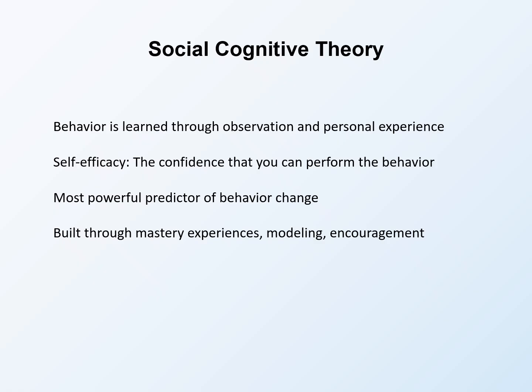Mastery experiences, successfully performing the behavior, starting with easier versions and building up. Modeling, watching similar others succeed. Verbal encouragement, someone you trust telling you that you can do it. Managing emotional states, reducing anxiety that undermines confidence. Intervention should explicitly target self-efficacy through these mechanisms.